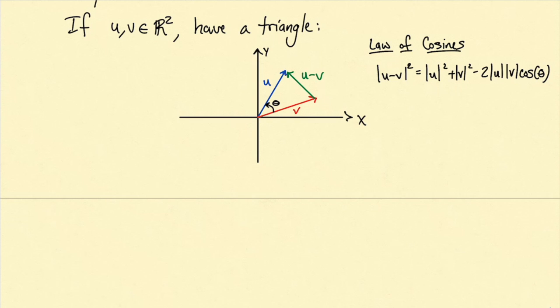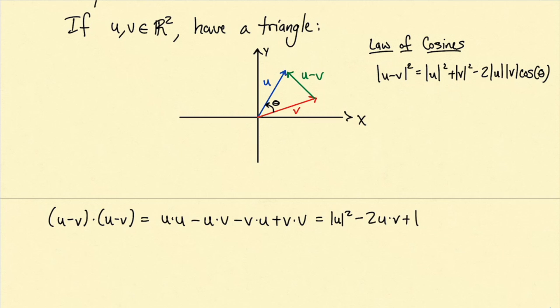Using what we know about the square of the norm and the dot product, we can rewrite the left-hand side of this equation as u minus v dotted with u minus v. We can simply FOIL to get u dotted with u minus u dotted with v minus v dotted with u plus v dotted with v. Since u dotted with v and v dotted with u are the same, we can rewrite this as the norm of u squared minus 2 u dot v plus the norm of v squared.